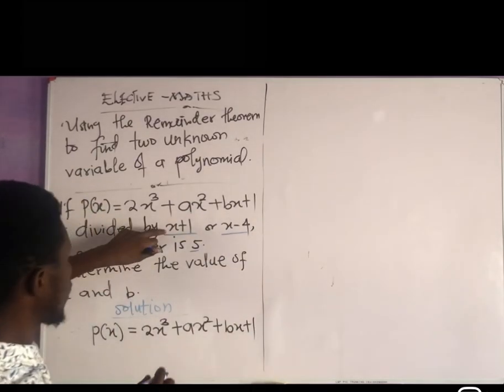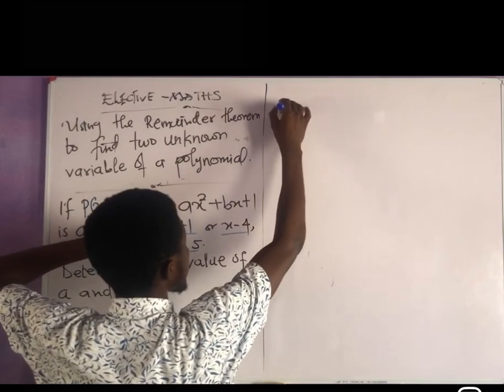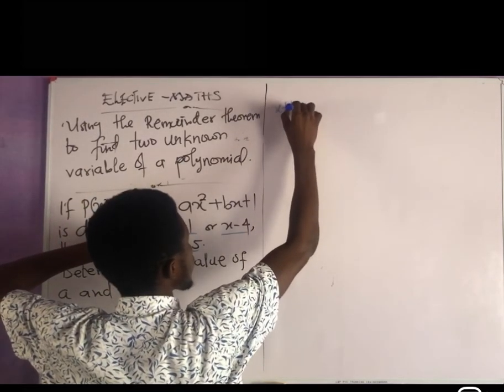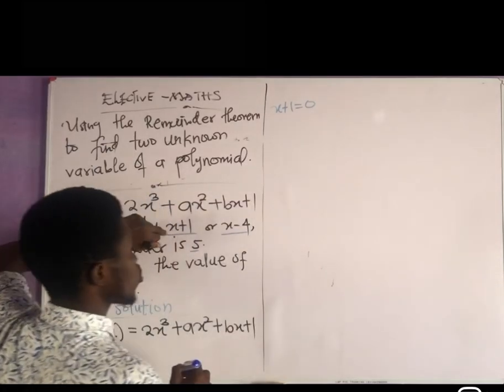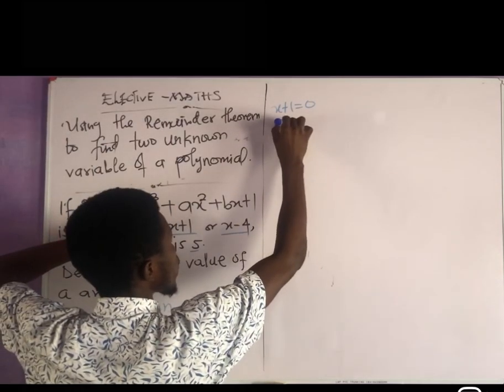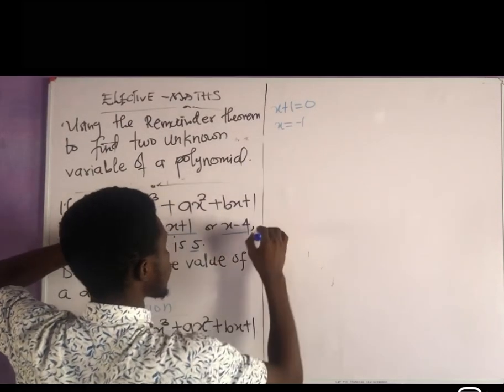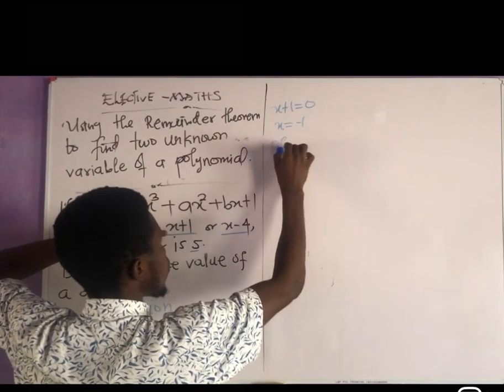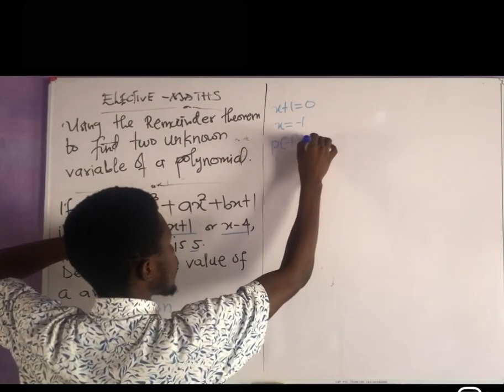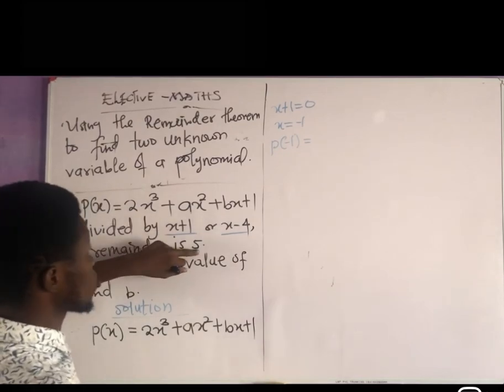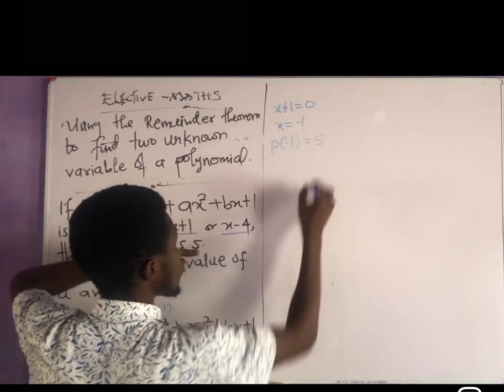Now, let's pick the first one. I've already told you that you have something like this, x plus 1. You have to set this divider to 0. So this will give us x equals -1. So if I take p of -1, my answer should be what? 5.